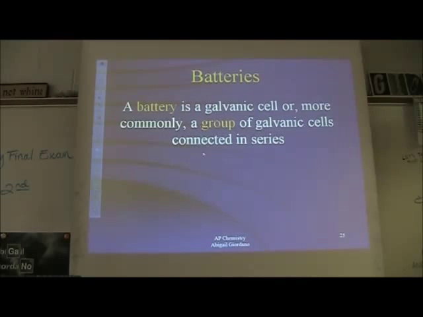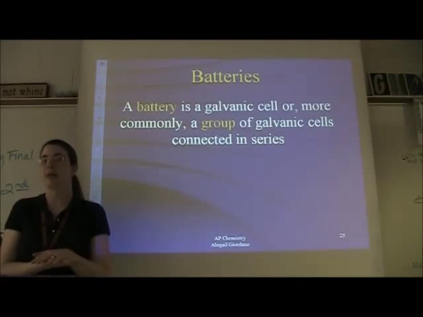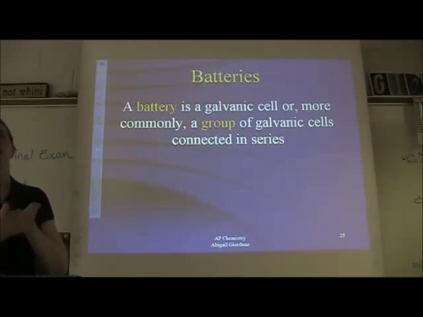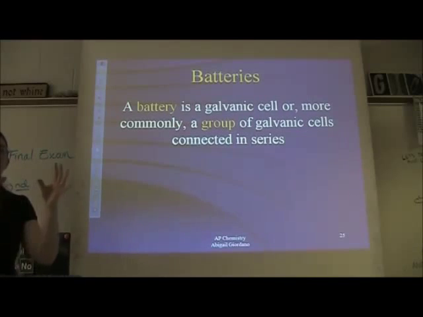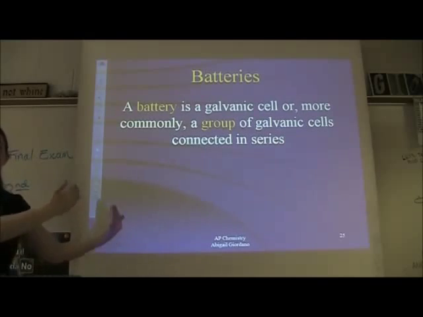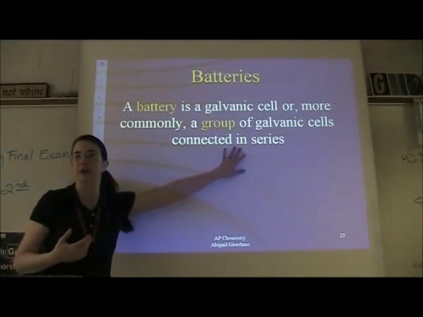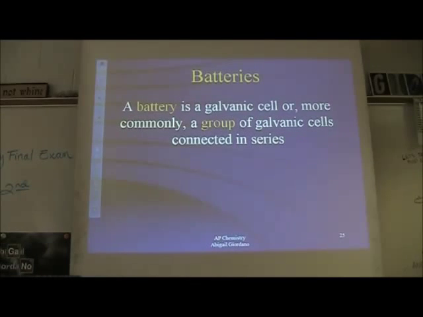Here's what you need to know. Most batteries, and I don't mean just a car battery, like a AAA battery, a AA battery, a 9-volt battery, maybe even as small as a watch battery, are not usually just one galvanic cell. There's multiple galvanic cells connected in series. Now, are we going to get into the physics of what if you connected them in parallel? No, we're not going down that road.